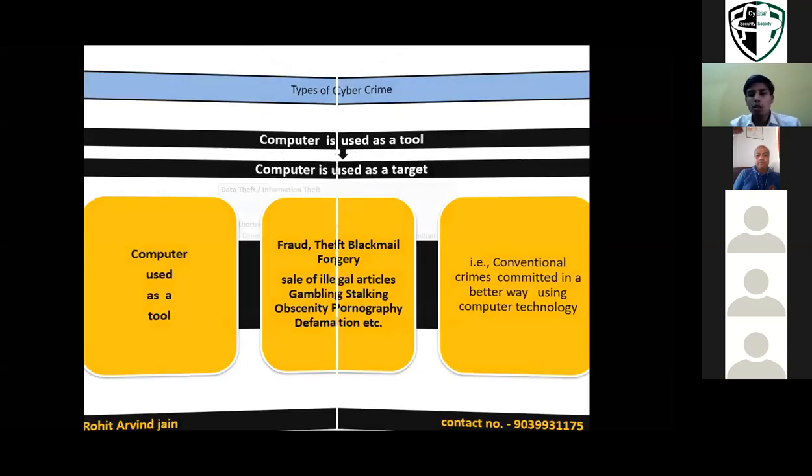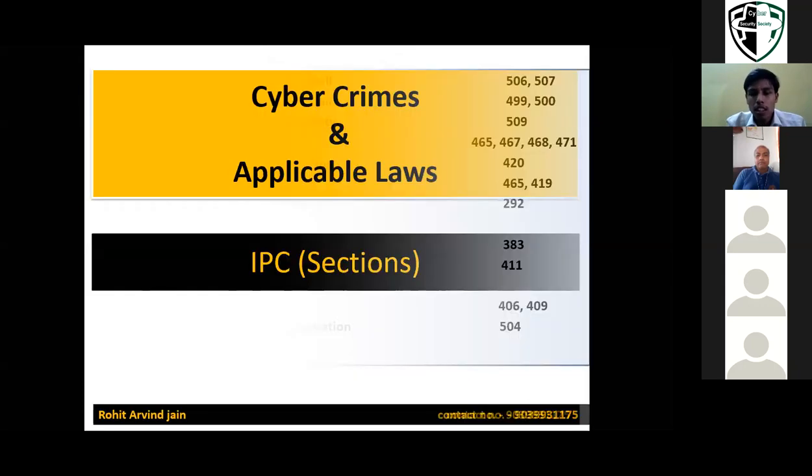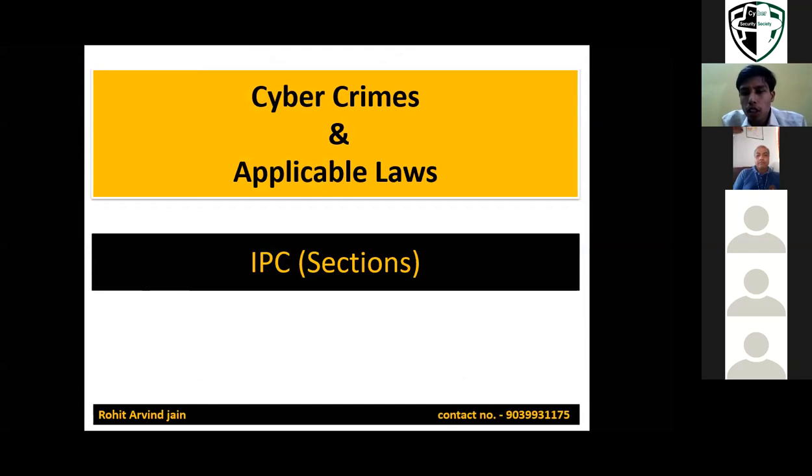So now we discuss the laws. There are some provisions of the IPC. The IPC is the Indian Penal Code, which deals with crimes in India, and different types of crimes are covered under the Indian Penal Code, 1860.